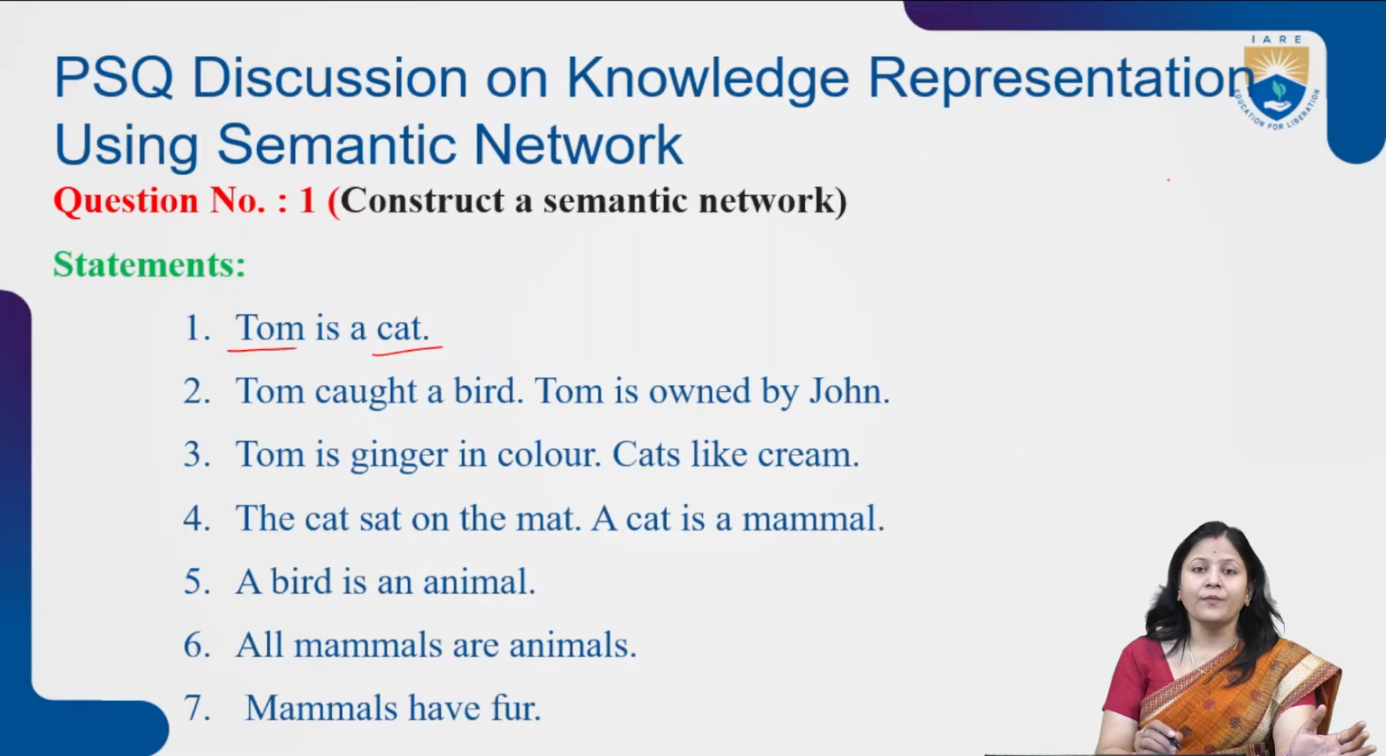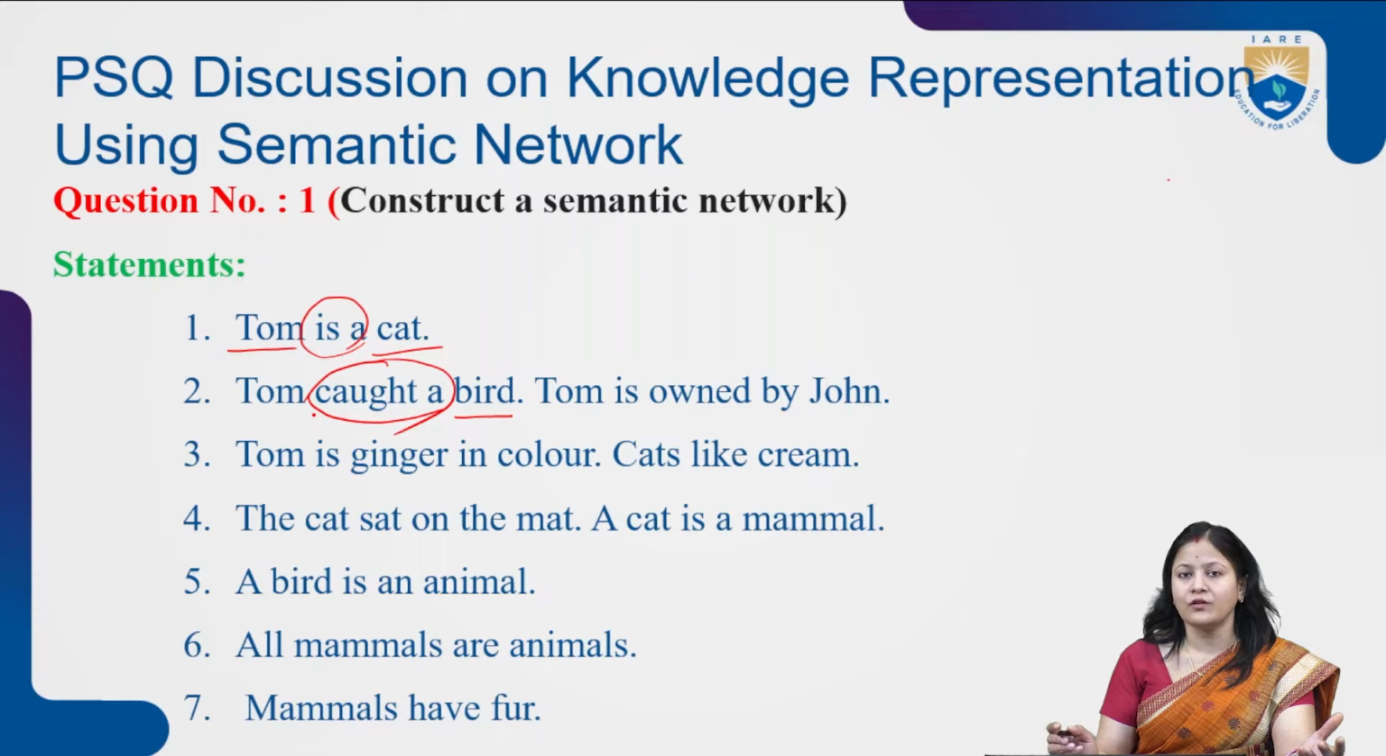Now in the first statement, Tom is a cat. So Tom is one entity or the class. Cat is also one class. Then in between, is a is there. Is a is the relation between Tom and cat. Now second statement, Tom caught a bird. So Tom is a class already we have taken. So now bird is also another class and the relation is caught a. Okay, first we have to identify, then we'll draw the diagram.